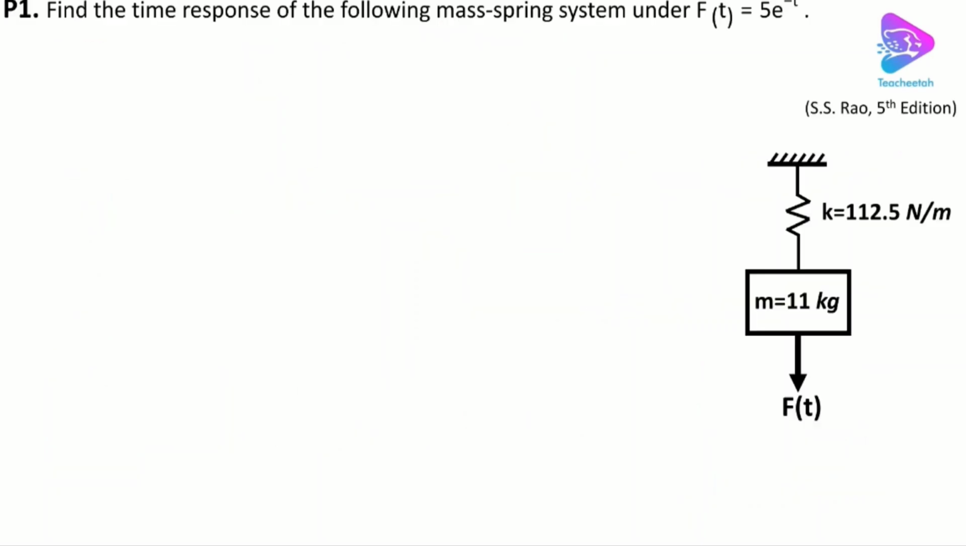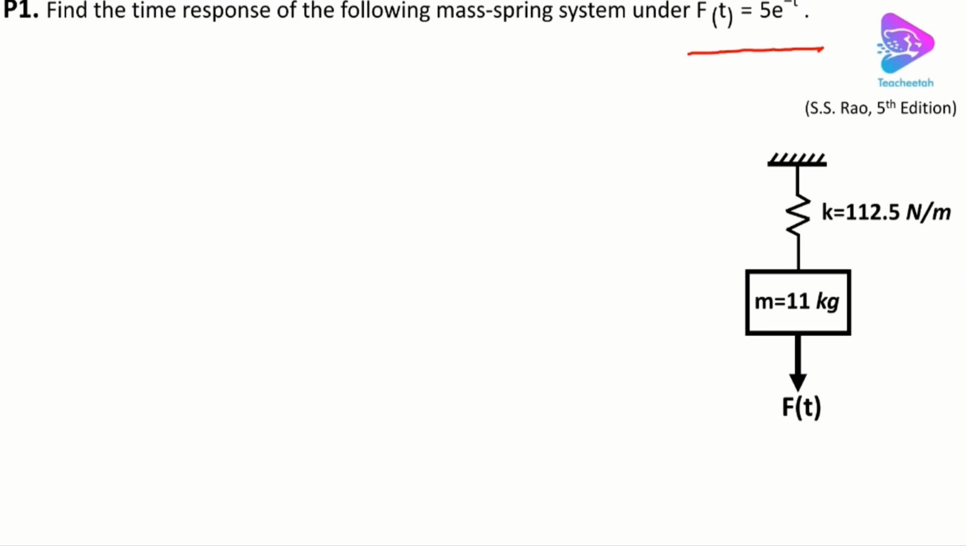So in this example, we want to find the time response of the following system when the force is represented as an exponential function, and it is a decaying force, right? As you can see, the force function is not a harmonic or a periodic force. So this is a pretty simple case, where the system has only a spring and mass.